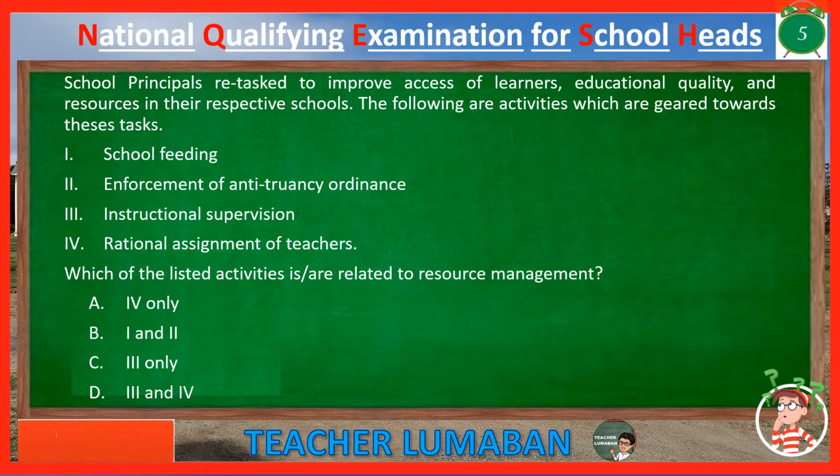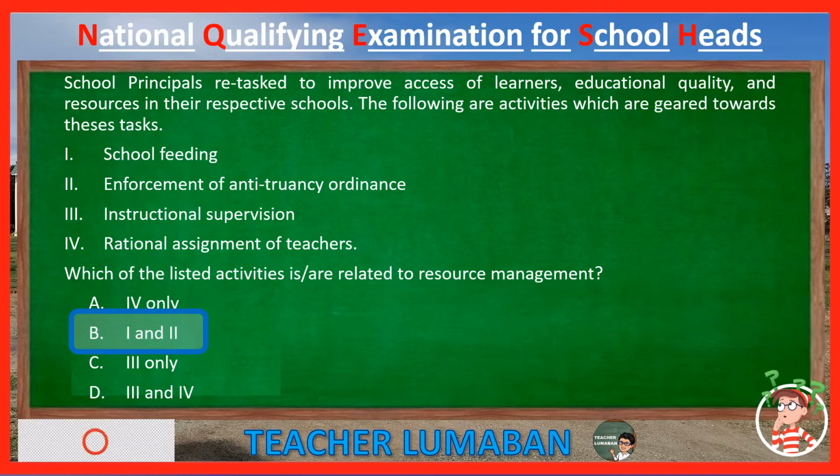5, 4, 3, 2, 1. Letter B is the correct answer. Roman numeral 1 and 2. School principals are tasked to improve access of learners, educational quality, and resources in their respective schools. The following are activities which are geared towards these tasks: school feeding and enforcement of anti-truancy ordinance.